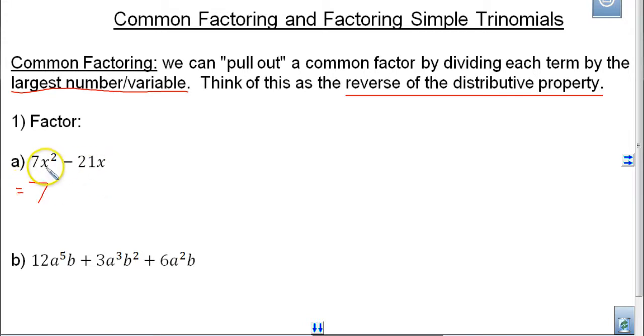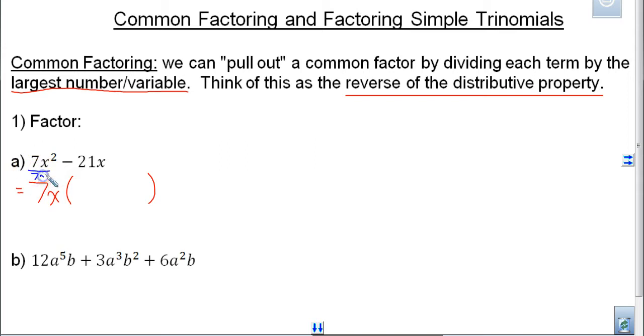Now I also want to take a look at the variables. So I have x squared and x. So the largest variable, and when I say largest, I mean with the largest exponent. The largest exponent for x that I could divide by is just x to the power of 1. But remember, we're not going to have an exponent of 1. I would not be able to divide x by x squared, so 7x is the largest common factor we can have. Alright, so now inside my brackets, everything in the expression is divided by this common factor of 7x.